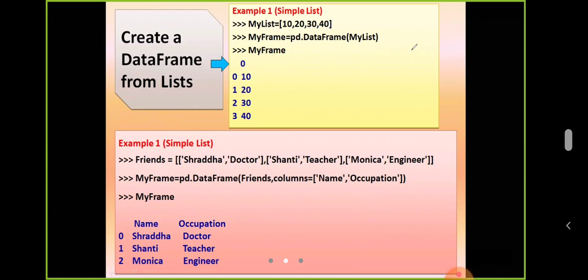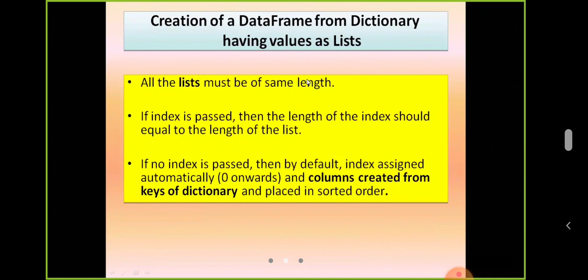Next is creation of data frame from the dictionary having values as list. When I am taking the data from the dictionary of lists, the lists must be of the same length. Okay? All the lists must be of the same length. And if the index is passed, then the index list must have the same length as the data list. And if no index is passed, then you all know that by default the row index starts from 0 and the column index also starts from 0.